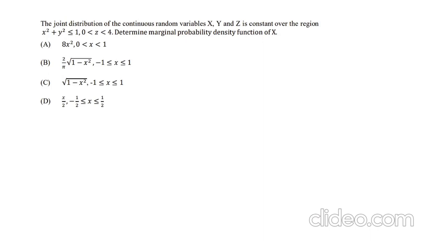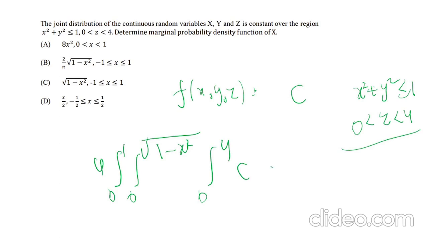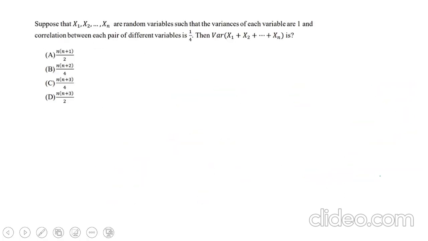So now we can see here that we have f(x, y, z) equal to C, where x square plus y square is less than or equal to 1, and z from 0 to 4. So we can integrate from 0 to 1, 0 to root of 1 minus x square, and then 0 to 4 for the constant, dz dy dx, and that will be equal to 1. Sorry.